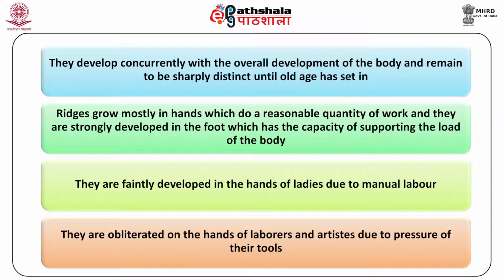They develop concurrently with the all-over development of the body and remain sharply distinct until old age has set in, when an incipient disintegration of the texture of the skin spoils and may largely obliterate them. Now, ridges grow mostly in hands which do a reasonable quantity of work, and they are strongly developed in the foot, which has the capacity of supporting the load of the body. They are faintly developed in the hands of ladies due to manual labor. They are obliterated on the hands of laborers and artists due to pressure of their tools.